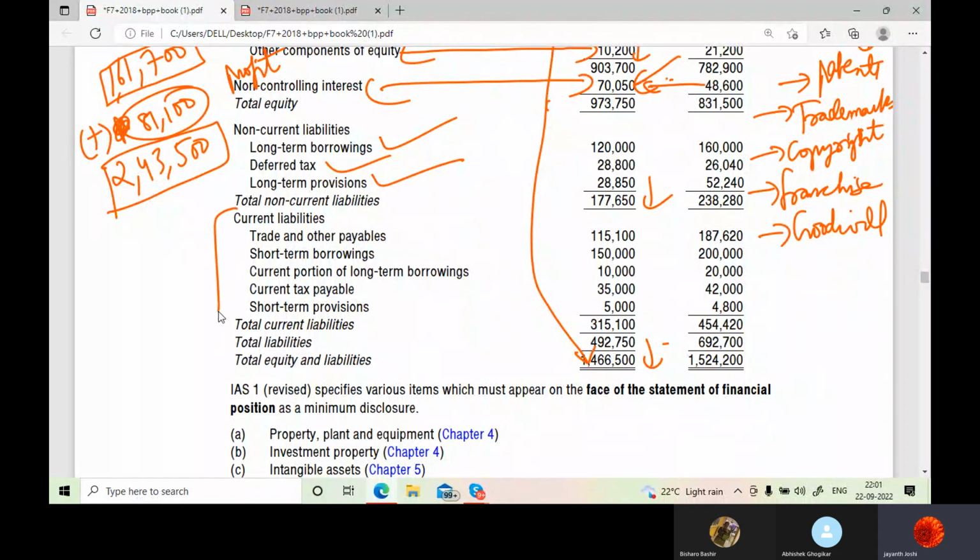And then comes the current liabilities. These are the liabilities which have to be settled within a year. Okay, so payables, short-term borrowings, tax payables, provisions, etc. And then you add up these values, you get the total balance sheet value. Okay, so please go to this now. We'll move forward.